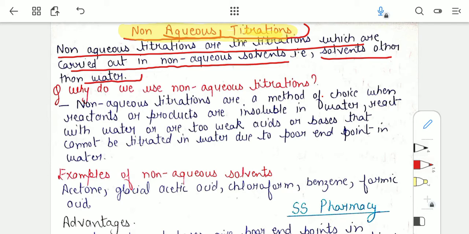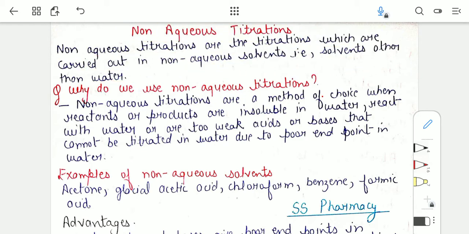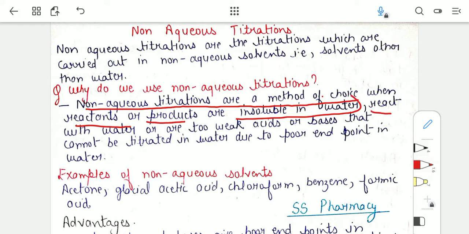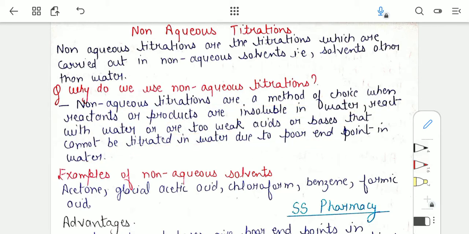Now you might wonder why do we need non-aqueous titrations. There are some reasons. Non-aqueous titrations are a method of choice when reactants or products are insoluble in water, or they react with water, or are too weak acids or bases that cannot be titrated in water due to poor endpoint in water. So these are some of the reasons why we need non-aqueous titrations, and why some titrations cannot be carried out by using water.